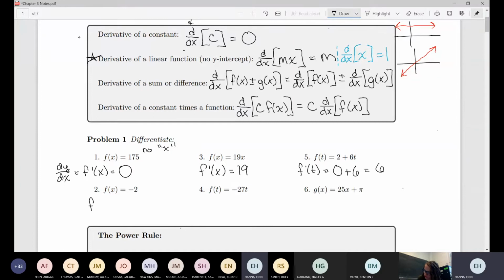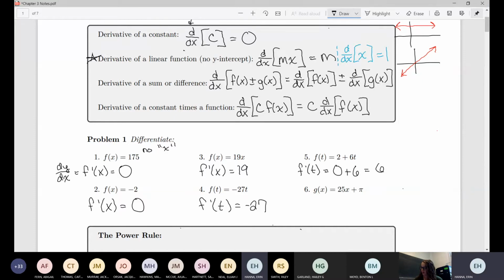So the derivative of -2 is going to be 0 because -2 is just a constant. There's no variable there. Derivative of -27t is going to be -27 because we have something times a variable. I should stress that it's just t, because we're going to see in a second things like a number times t squared or t cubed, and that's different.